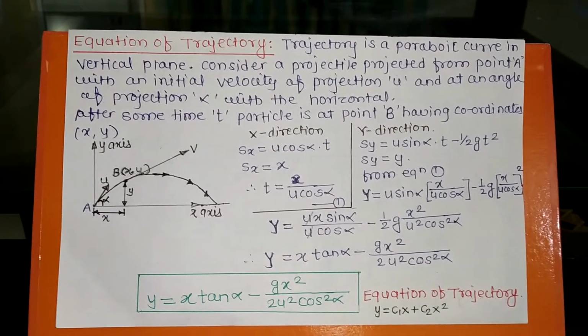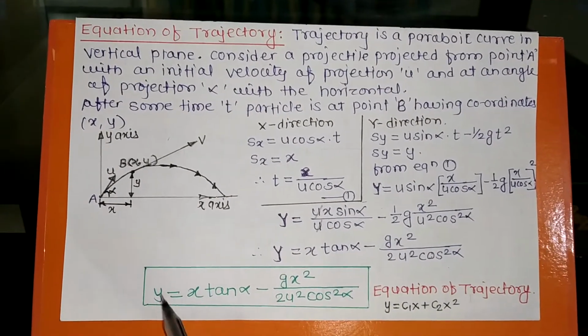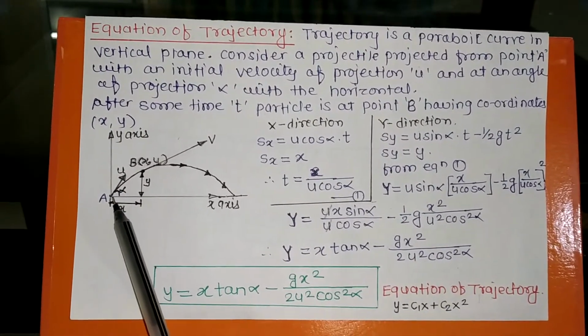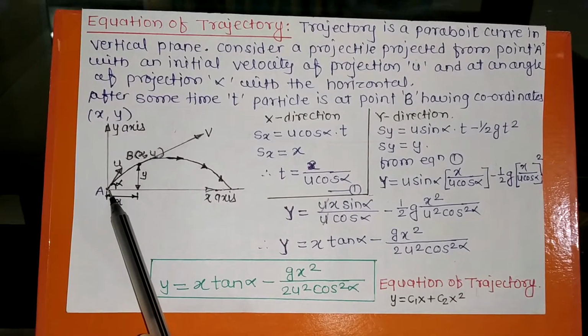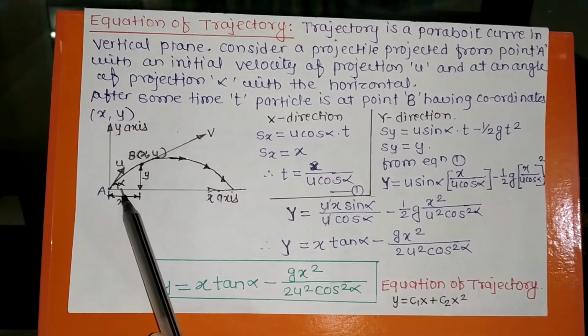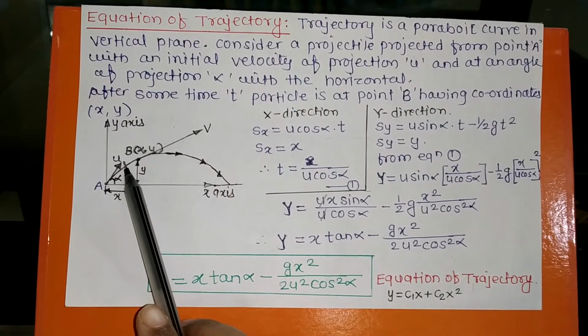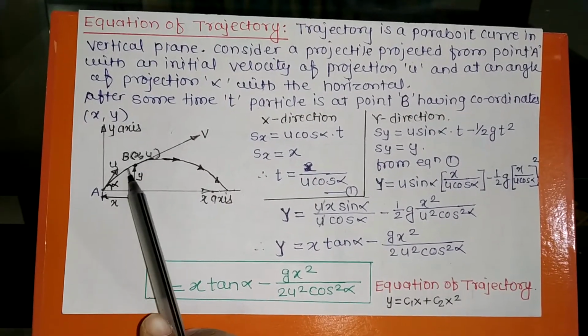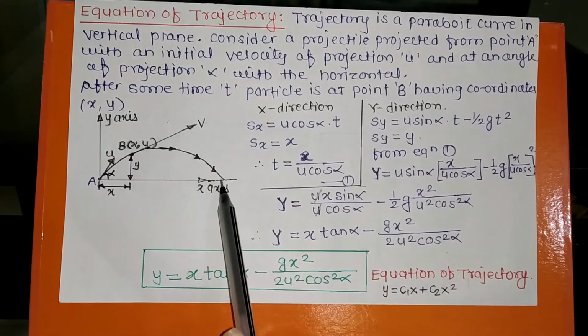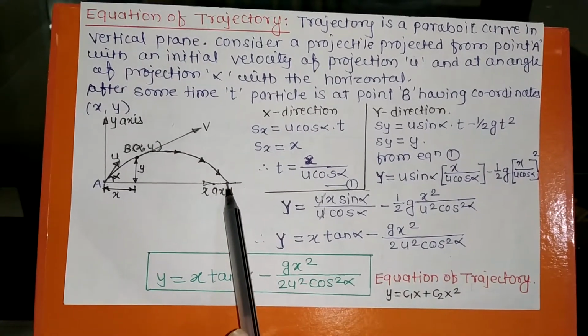Consider a projectile is projected from the point A. Now you can see the point A, and this point is called the point of projection, and it is projected with an angle alpha and initial velocity u. The particle will travel the total path. This total path traveled by the particle is called trajectory.